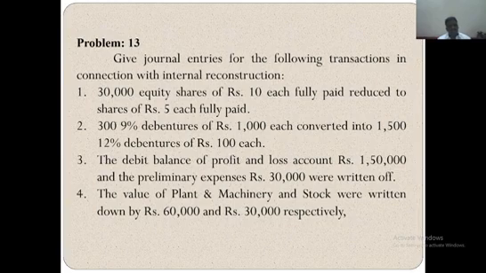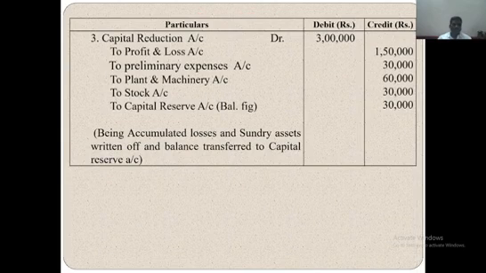So total 3 lakh we have as capital reduction. Capital reduction account debited to first adjust the write-off of loss: to profit and loss account 1,50,000, to preliminary expenses 30,000, total 1,80,000. The remaining we have 1,20,000. Then plant and machinery value and stock value written off, 60,000 and 30,000. Total 1,80,000, 2,40,000, 2,70,000. The remaining 30,000 transferred to capital reserve account. So journal entry: capital reduction account debited 3 lakhs, to profit and loss account 1,50,000, to preliminary expenses 30,000, to plant and machinery 60,000, to stock account 30,000, to capital reserve account 30,000, being accumulated losses and sundry assets written off and balance transferred to capital reserve account.